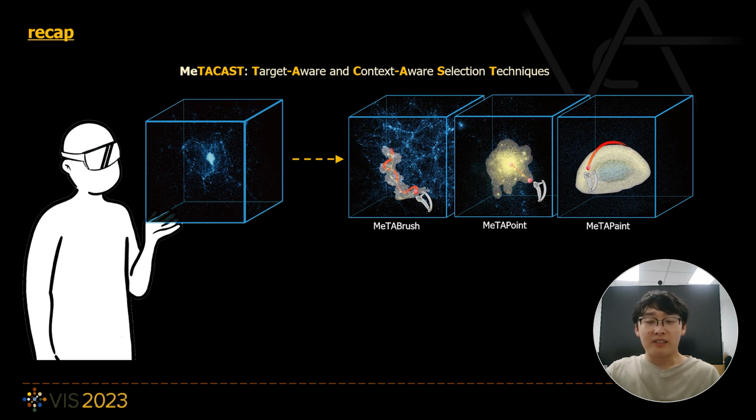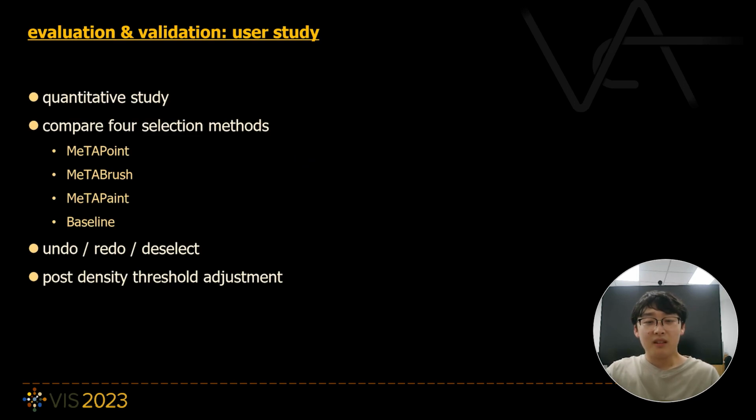So, we conducted a user study to determine which method will be better in different scenarios. We compared our three methods with the baseline method, in which the user takes a spherical widget to brush the target. We support users to undo, redo, and deselect the particles. We also support them to adjust the density threshold.